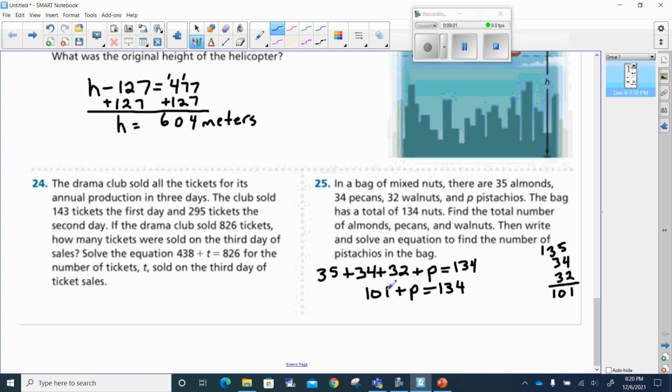So I need to get rid of this 101 to get P by itself. So I'll subtract 101 from this side. But remember, whatever I subtract from one side, I subtract from the other side. And now my P comes down. 101 minus 101 is 0. I'm going to put that there. But I will subtract this. 134 minus 101: 4 minus 1 is 3. 3 minus 0 is 3. And that means there are 33 pistachios in this bag.